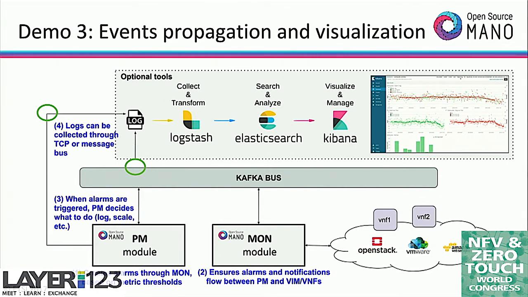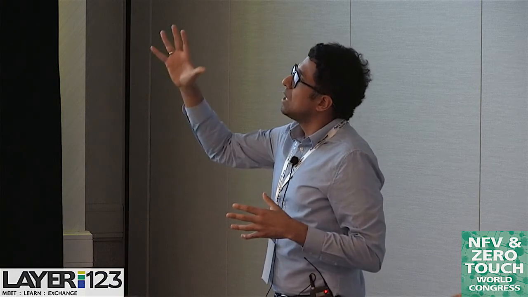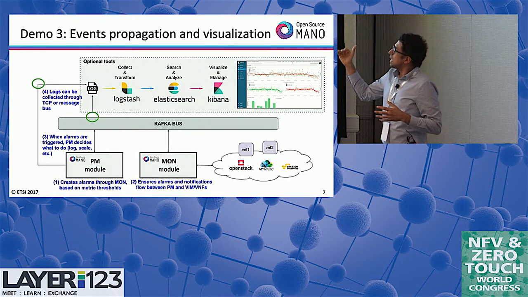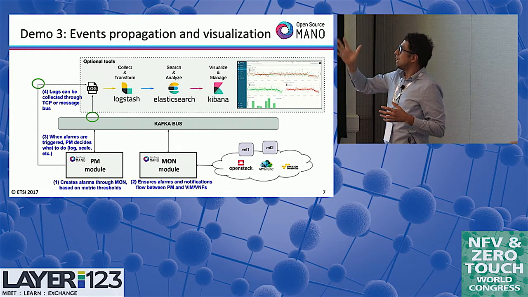And then when the notification is there, when the alarm is triggered, then the policy manager will decide what to do. It can have some default actions, or we can configure those actions previously included in the descriptors of the VNF. And for example, in this demonstration, we are just generating a log whenever a CPU threshold is crossed, and it goes, for example, 50% or more.